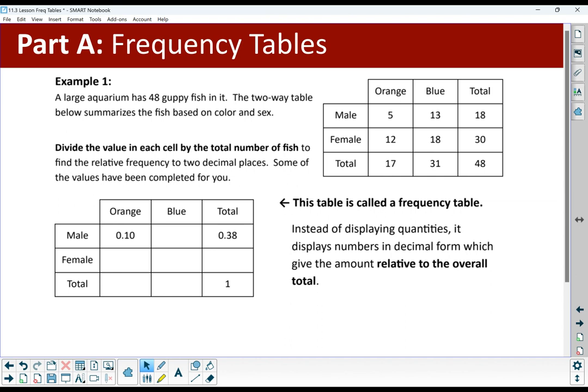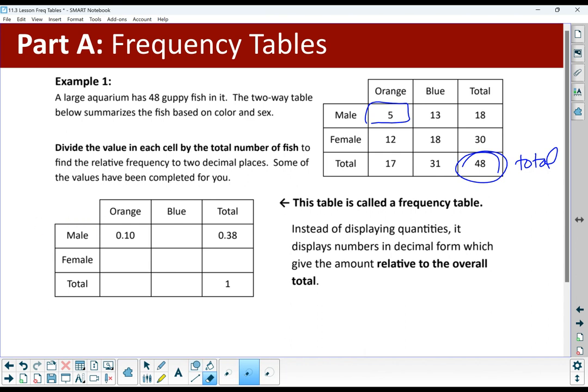We are going to turn this into a frequency table. The two-way table that we're starting with up here shows us quantities. A frequency table shows us frequencies, or really you can think of them as probabilities straight away. The way that you get each frequency is you take the value in each cell and divide it by the total. So if I do 5 divided by 48 and I round my answer, I get 0.1.